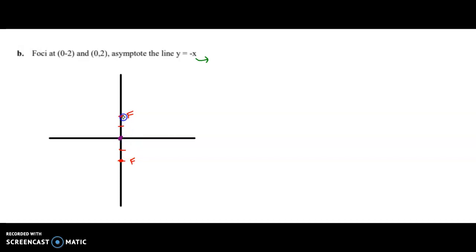And because the foci are vertical, that means that the equation, and here we're going to start this off, equals 1. That means the first numerator is going to be y squared, because remember, the variable of the first numerator tells you which way the hyperbola is open.